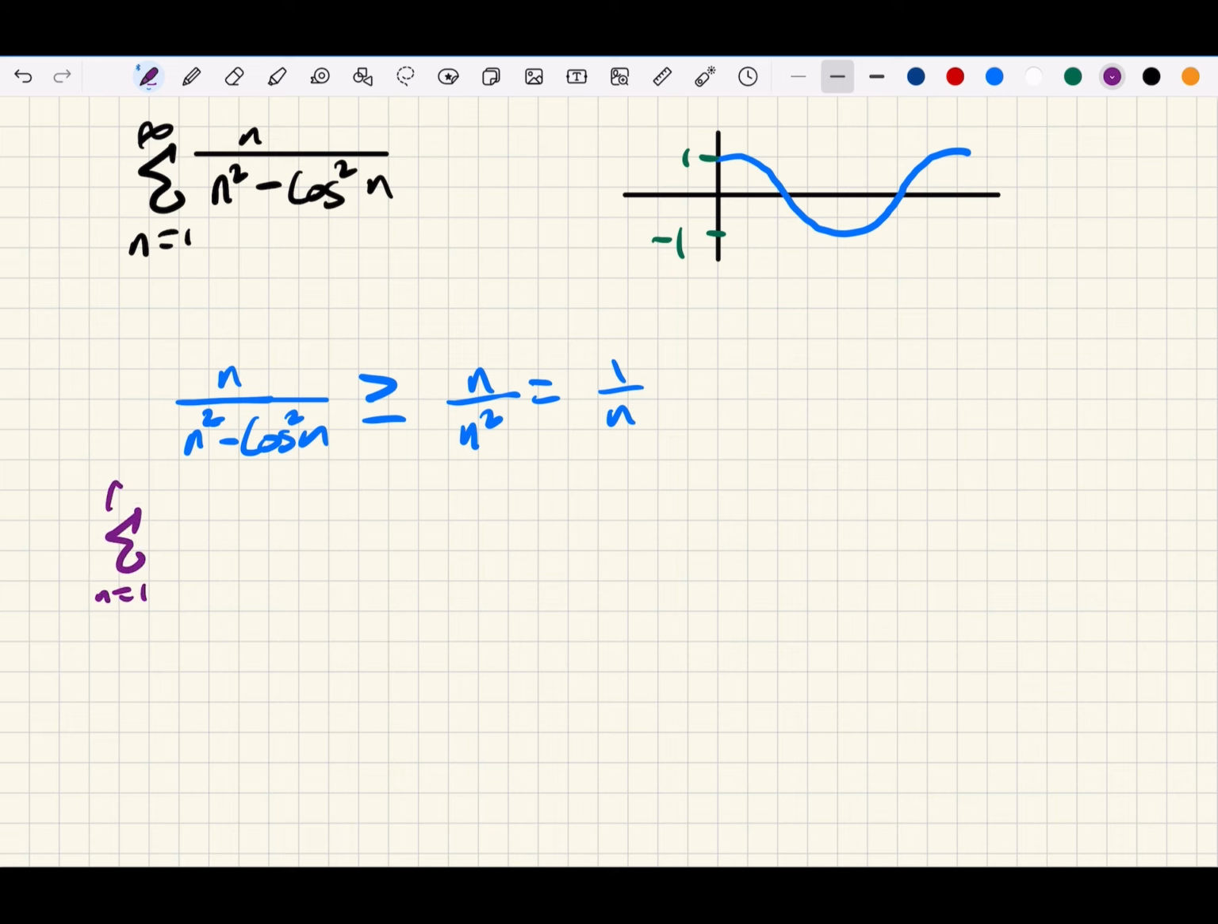The sum from n equals 1 to infinity of 1 over n is, we should say the, it's got its own fame, the divergent harmonic series.